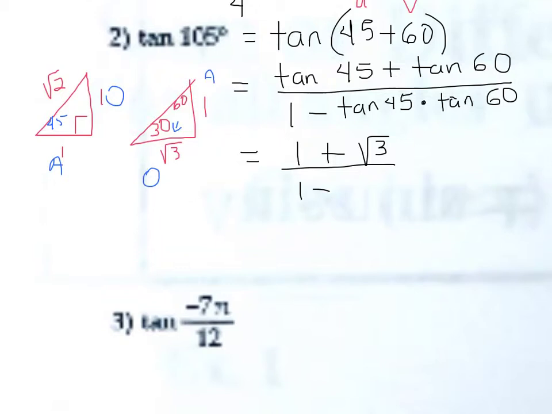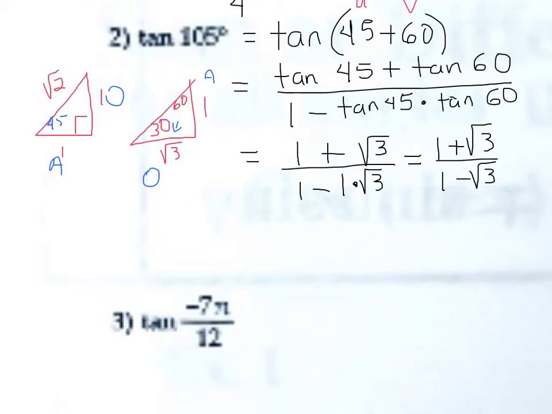Now at the bottom, you have 1 minus tangent of 45, which was 1, times tangent of 60, which was the square root of 3. So that's 1 plus square root of 3 divided by 1 minus square root of 3. So far that's what we have. But remember about the radicals, we cannot have radicals in the denominator.